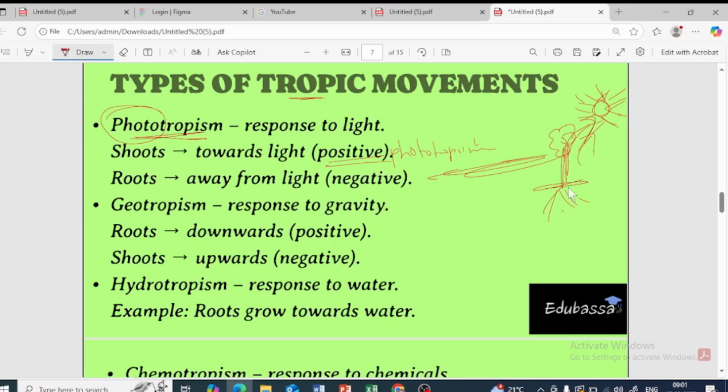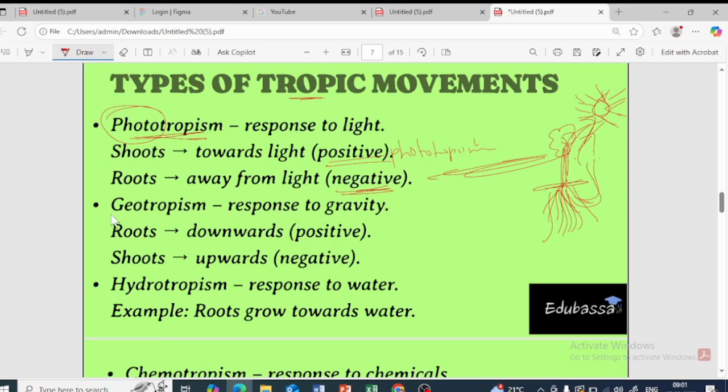You can see the root part over here. It is not going to go like this, isn't it? It is going to grow downwards. So it is not going to grow towards the sunlight. So hence it shows which phototropism? Negative phototropism. It is growing away from the light, hence it shows negative phototropism. So next is about the geotropism.